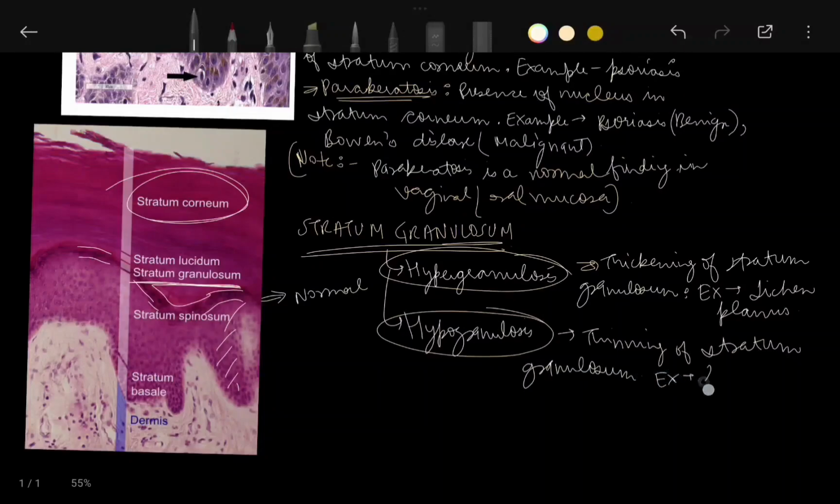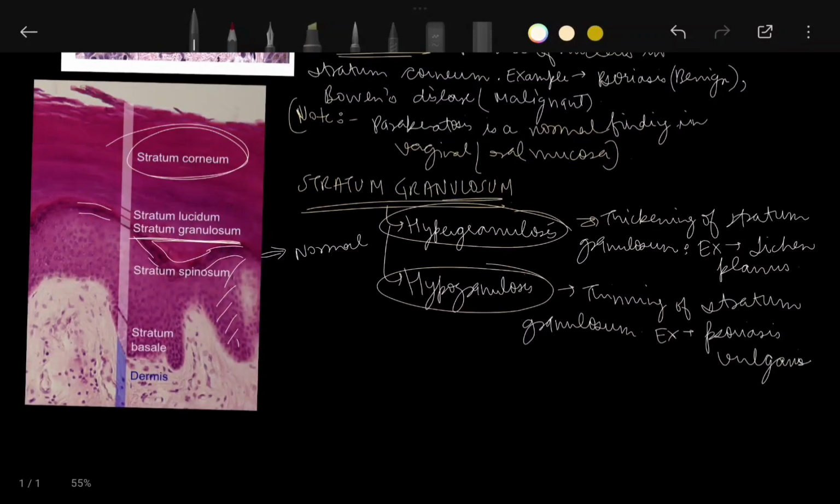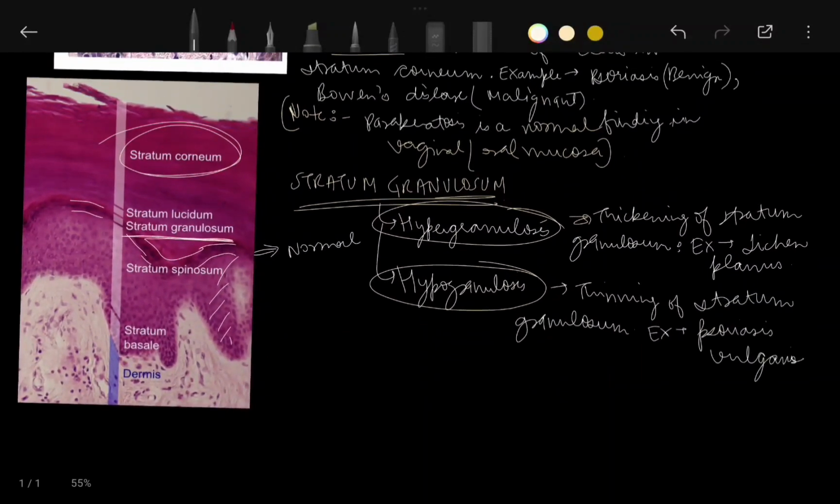Example, psoriasis vulgaris. In hypergranulosis there is thickening of the stratum granulosum, example lichen planus. In hypogranulosis there is thinning of the stratum granulosum, example psoriasis vulgaris. Hyperkeratosis and parakeratosis are seen in psoriasis; parakeratosis in benign psoriasis, and hypogranulosis is seen in psoriasis vulgaris.